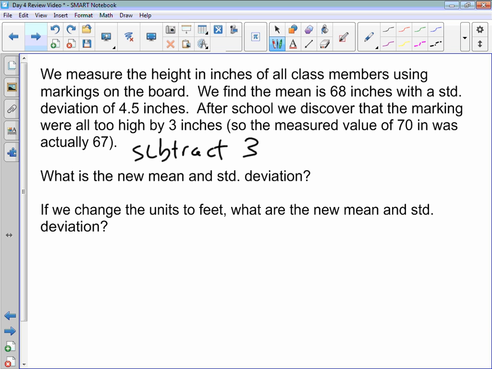All right, so you're back. The new mean would be 65 inches because we would subtract. But the standard deviation would still be 4.5. Because remember, if we add or subtract every data point, the measures of spread do not change.